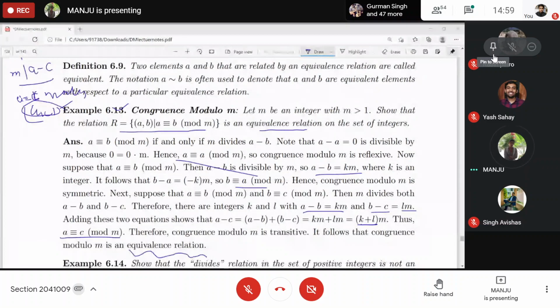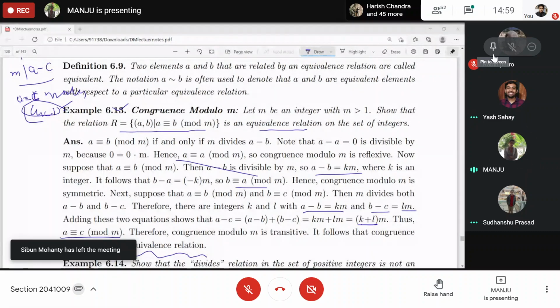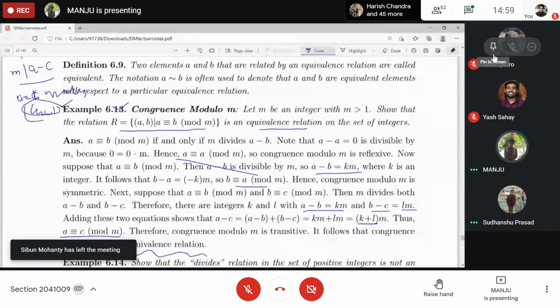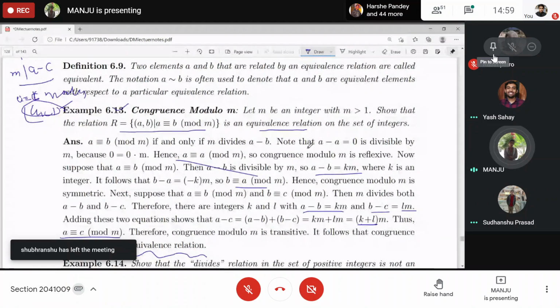Any doubt? No, ma'am. I stop here. Thanks. Tomorrow I'll be starting with this example. I'll be checking whether the divides relation is an equivalence relation or not. The divides relation means A is related to B if A divides B.